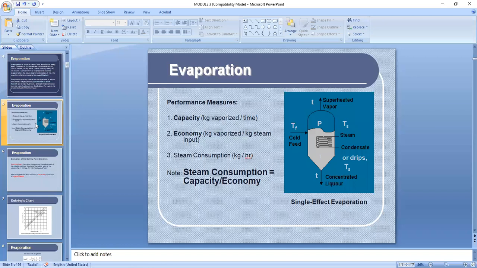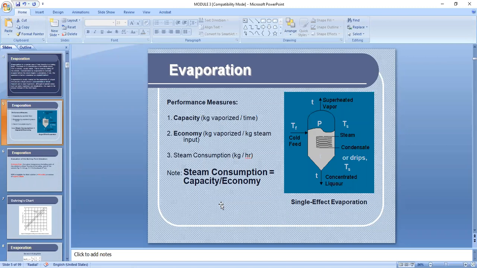Now we can connect steam consumption to capacity and economy based on this formula. So the steam consumption is equal to the capacity, the water evaporated per unit time, divided by the economy, which is the kilograms of water evaporated per kilogram of steam used. In the process, you'll come up with the unit, which is kilogram of steam per hour. So that would be your steam consumption already.